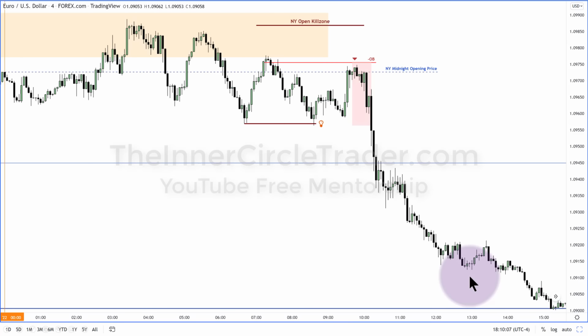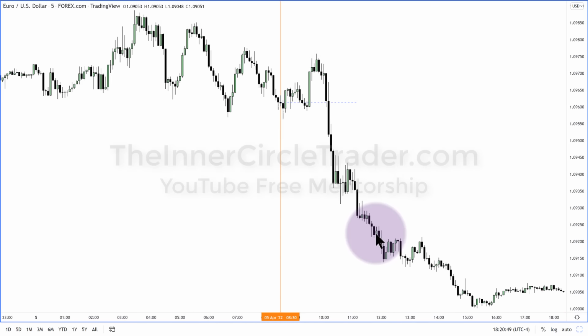Now, it doesn't quite get to 1.09 even, but it does get to our Fibonacci extension for the standard deviation. It does get down to the old relative equal lows on the daily chart, which is what that blue line is. And look at the bodies respecting that level. Not much movement below it.